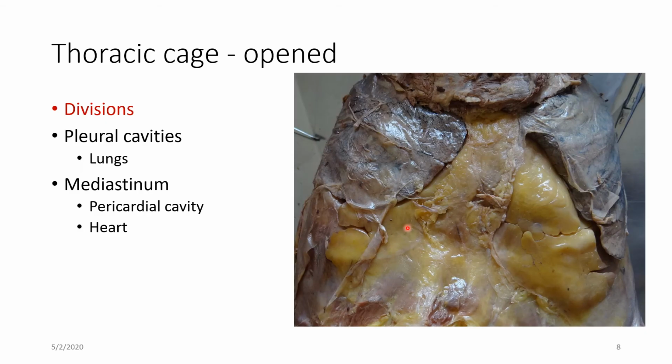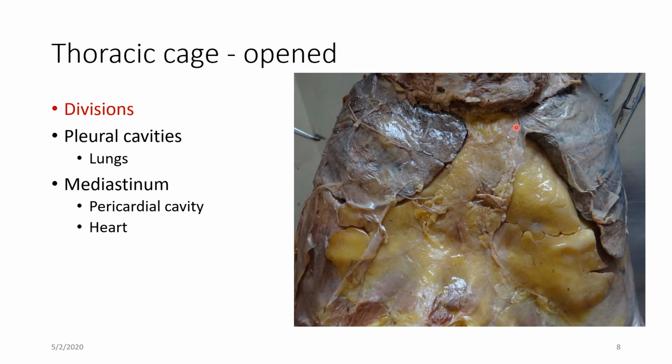After removal of the thoracic cage, what you are seeing is the contents in the cavity of the thorax, and now you can understand the divisions of thorax. Laterally you are seeing the lungs enclosed in the pleura, and centrally you are seeing the mediastinum, which contains the pericardial cavity that encloses the heart.